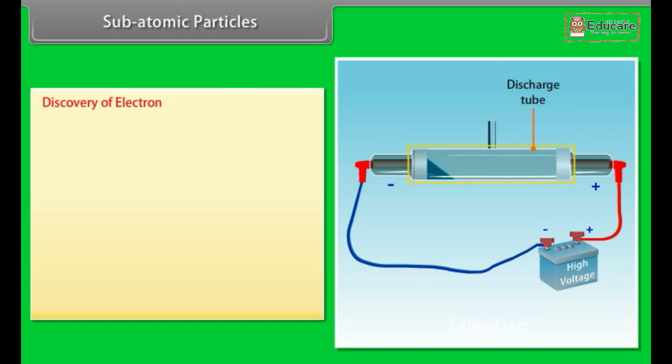A discharge tube is a long glass tube. This tube is fitted with metal electrodes on either end, across which high voltage can be applied. The tube is also connected to a vacuum pump for controlling the pressure of gas inside the discharge tube. There is a coating of phosphorescent material behind the anode.